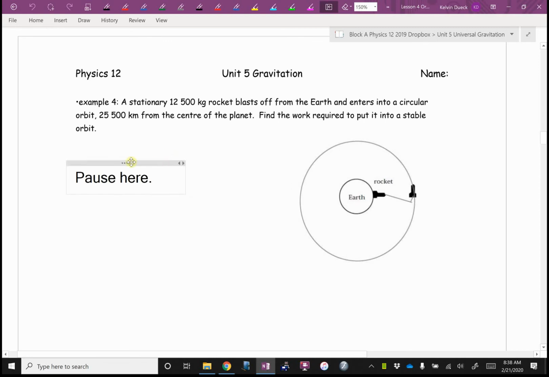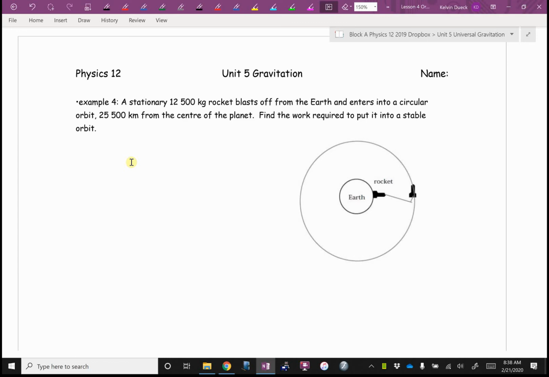So here's where we left off. I like example four, but I don't. I am gonna ask you on your test how much work to put something in orbit, but I think I've decided I'll give you the orbital speed in the question to save you some time.